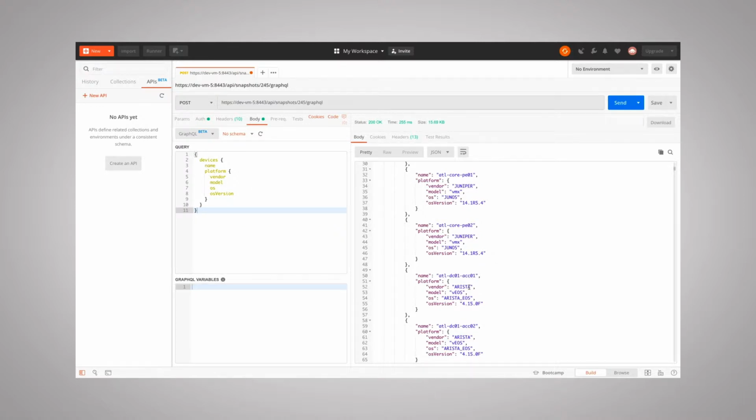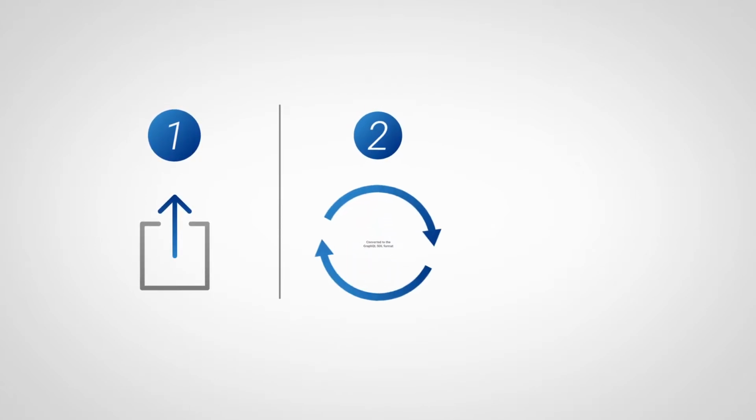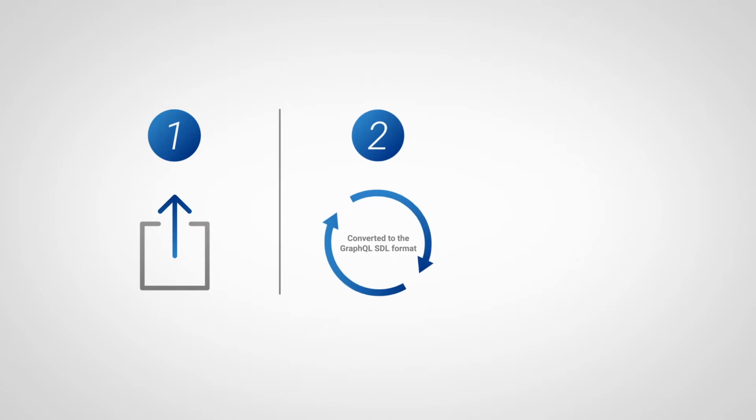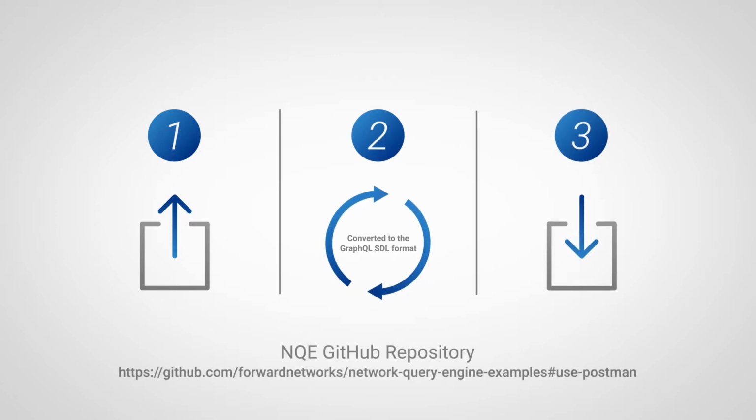Postman does not support autocomplete via GraphQL introspection. To add autocomplete, the GraphQL schema has to be exported from the Forward Networks platform, converted to the GraphQL SDL format, and manually imported in Postman, as described in the NQE GitHub repository.